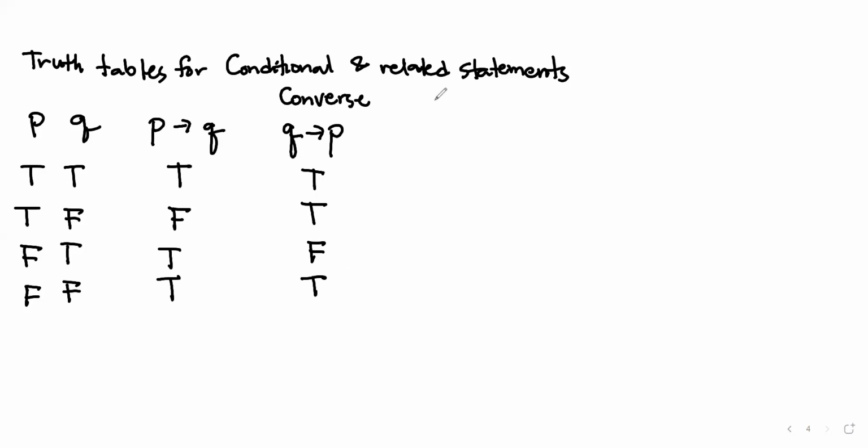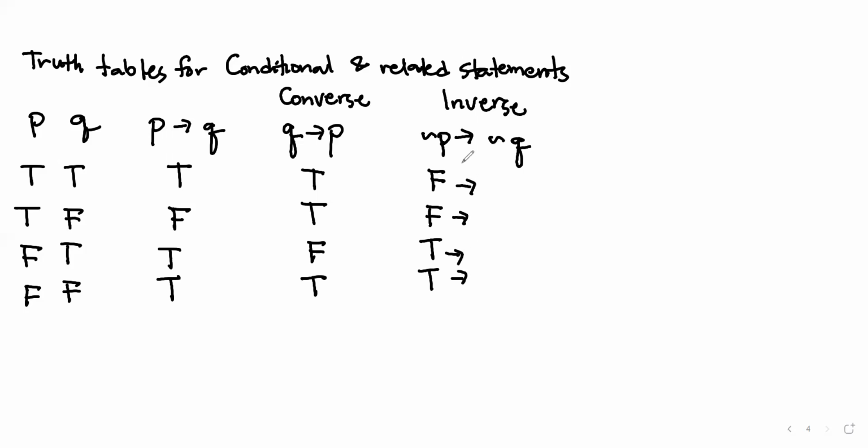Next, how about the inverse? For the inverse, we have not P implies not Q. So for not P, we're going to negate our P. Not true, that is false. Not true, that is false. Not false, that is true. Not false, that is true. Implies not Q: not true, that is false. Not false, that is true. Not true, that is false. And not false, that is true.